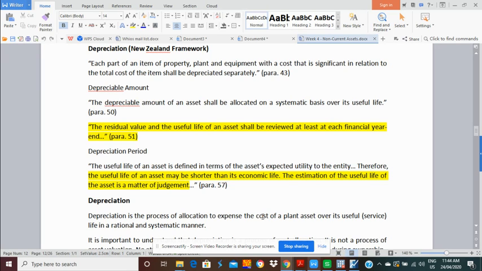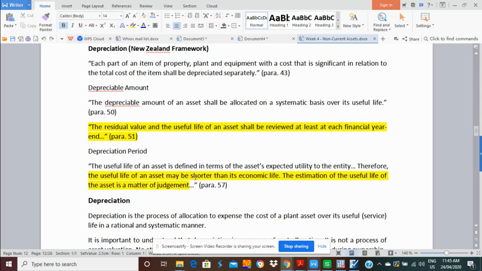If you have equipment that works irregularly, one month it works a lot, next month it does not work a lot. Therefore, the loss of value will not be regular as well. So in this case, you use the units of production method. The more units are produced, the higher the depreciation. The fewer units are produced, the smaller the depreciation. So you must decide what method is the most appropriate.